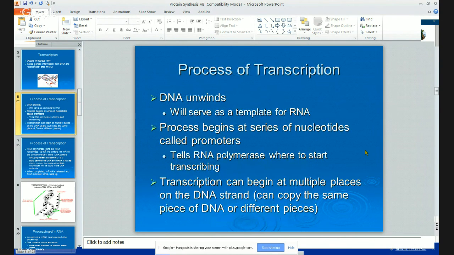Okay, so the very first step of transcription is that your DNA has to unwind. And just like with replication, it's not going to unwind the entire strand of DNA. It's just going to unwind little parts of it. And this is your template for your messenger RNA. Your proteins that are going to be building this messenger RNA are going to be looking for a specific series of nucleotides called the promoters, because that signals that this is where you're going to start transcription.